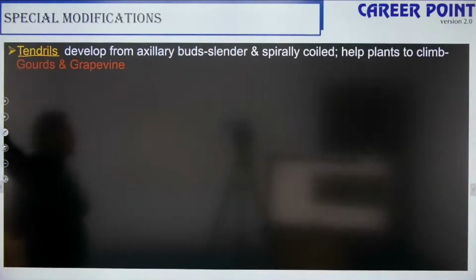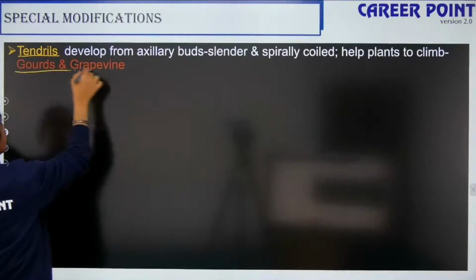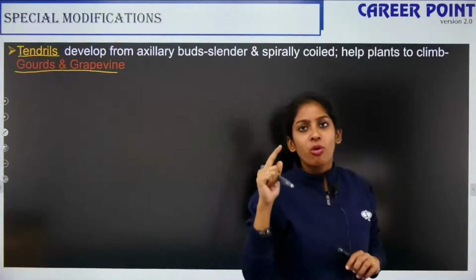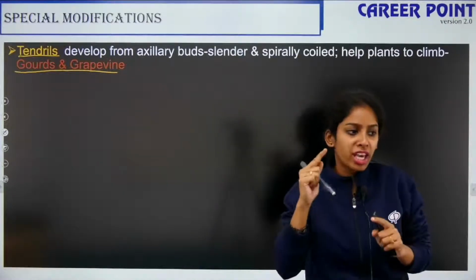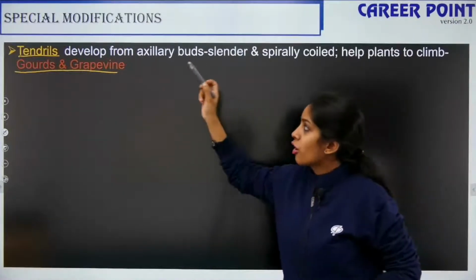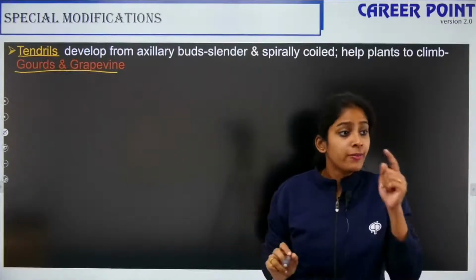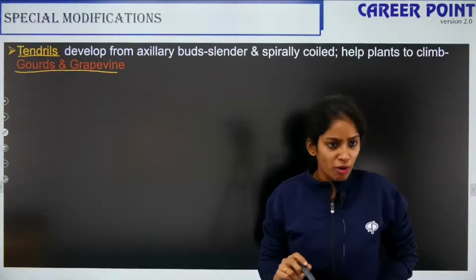It develops from the axillary buds, and they are slender and spirally coiled. They help the plants to climb up. One example is your gourds and your grapevine. Listen, tendrils can be leaf modification as well as stem modification. In the case of your gourds and your grapevine, it is your stem modification. So the tendril here is your stem modification.